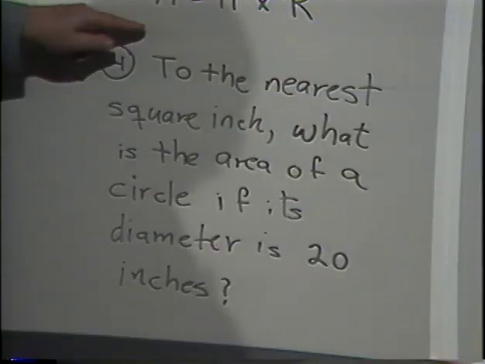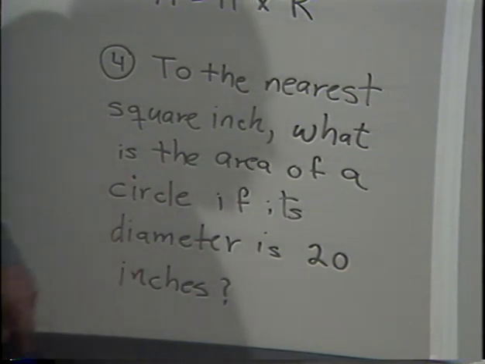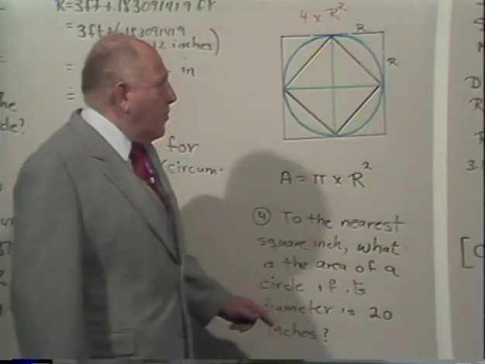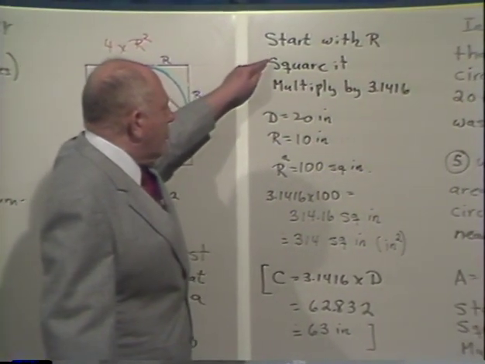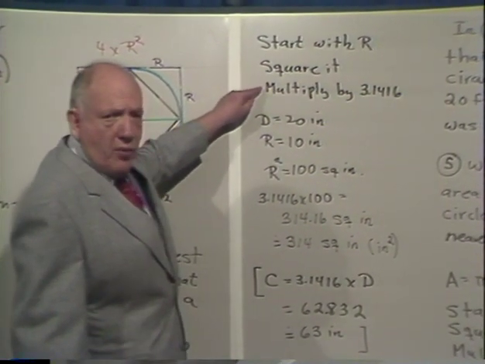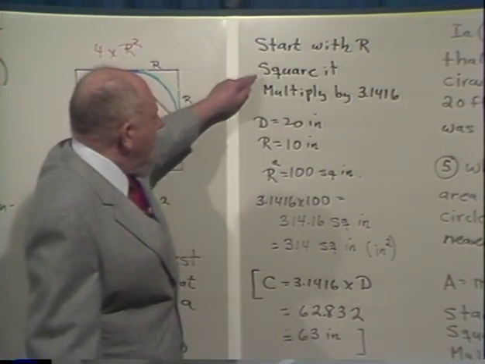For example, to the nearest square inch, what is the area of a circle if its diameter is 20 inches? Well, what's the formula going to be? The formula is you start with the radius, you square it, you multiply by 3.1416. And by the way, that's another thing we're going to be doing in the next module.